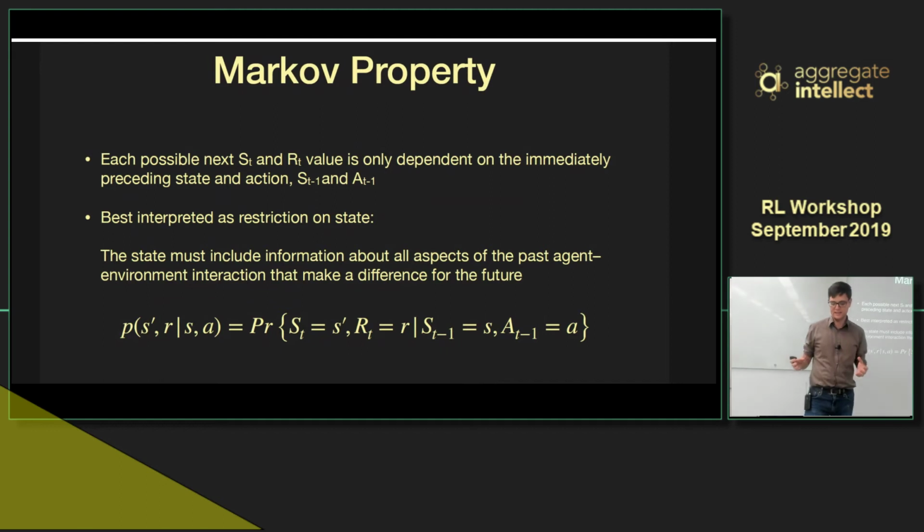So your current state includes all the information you need to make predictions about the future. Another way to say it: the probability of your next state and reward given a state and action is just the probability given the previous state and action.